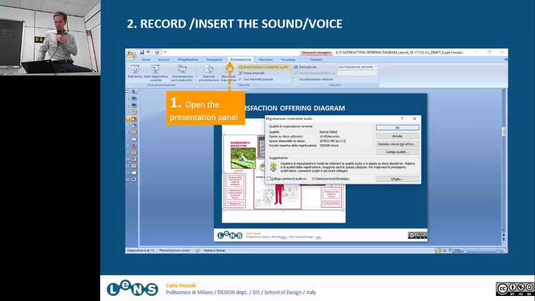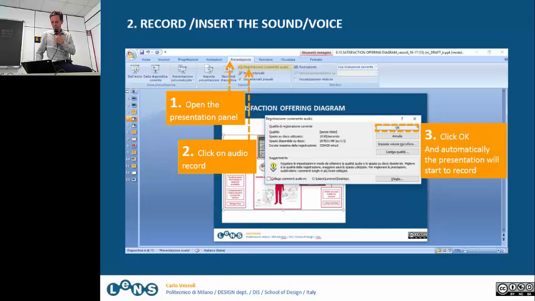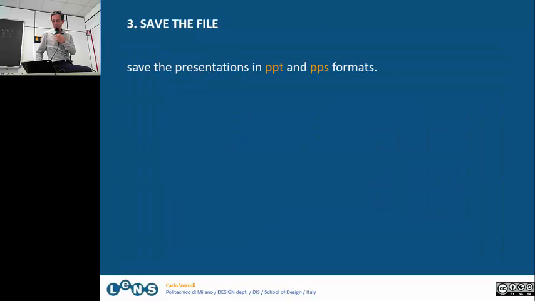Then, when the animation is made, the second step is to record, so to insert your voice, the narration voice. You can even add a sound, something in the background. Then you click on record and you run the animation. Click on OK, and you run the animation.